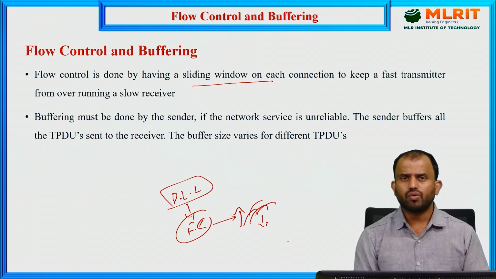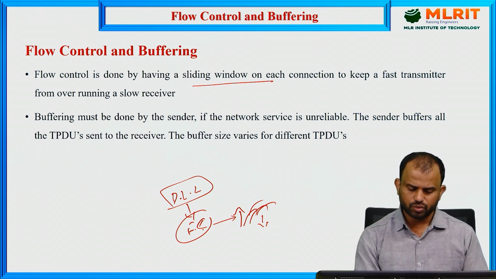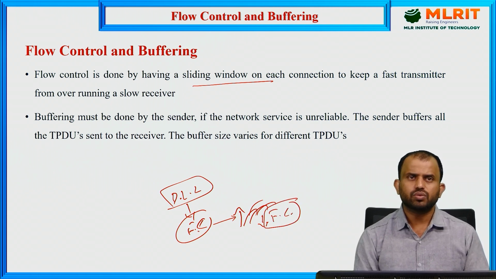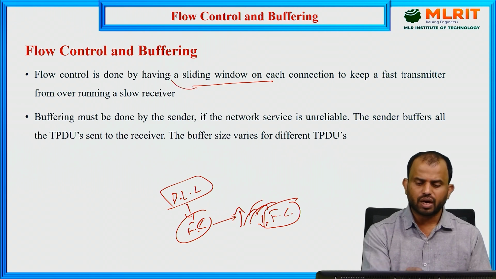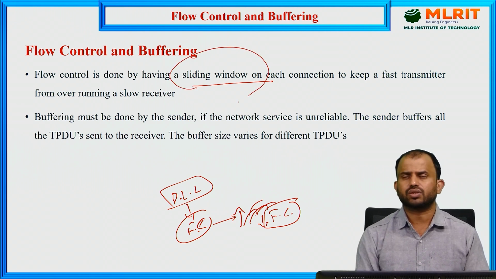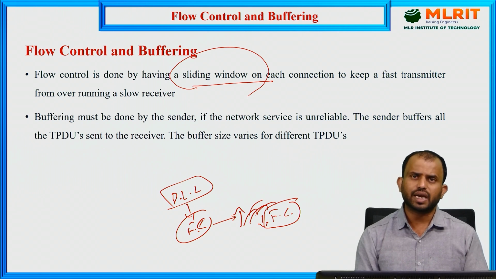To overcome that kind of scenario, we have to match the data rate between the source and the receiver to maintain flow control. So here the sliding window mechanism on each connection keeps the fast transmitter from overrunning the slow receiver. We have to maintain a sliding window kind of connection, and we establish that.